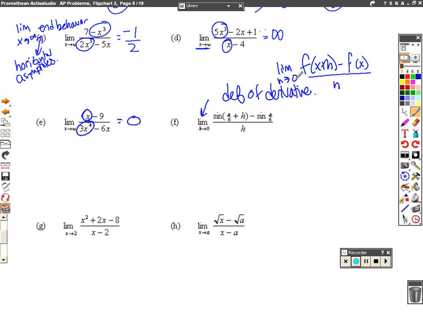So what is our function here? Well, that's our function right on the end, sine of something. So f of x is the sine of x. So this wants us to take the derivative of that function. So f prime of x will be the cosine of x. And what number do they want us to plug in? Well, that's right there, pi over 6. So f prime of pi over 6 is equal to root 3 over 2.